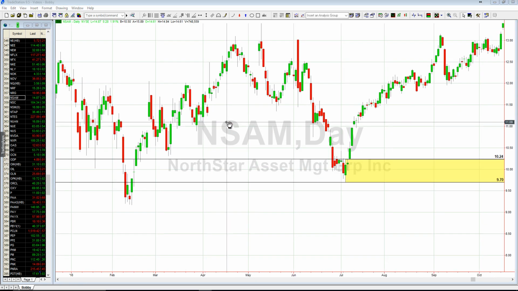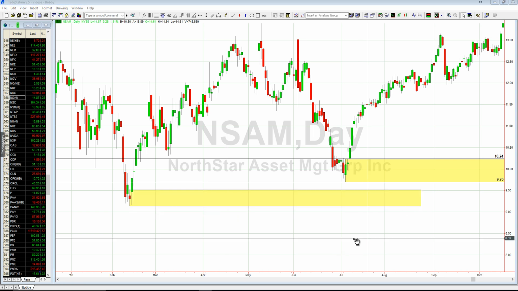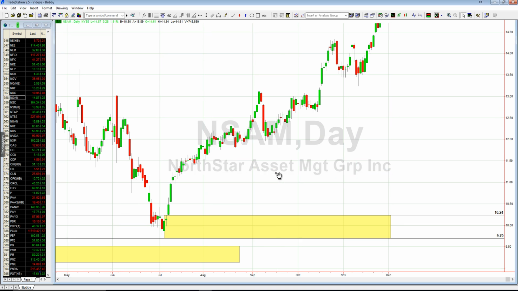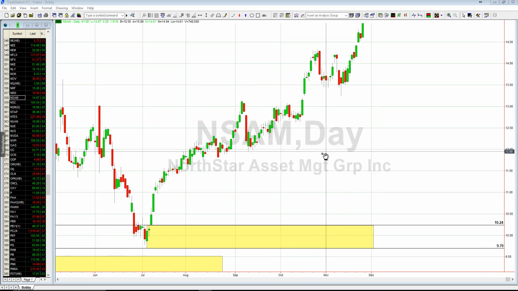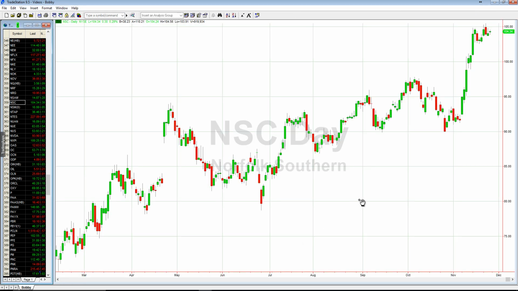If we go back, it's not really part of another demand zone. This other demand zone is sitting down in here. So we would take that as a fresh demand zone. Go on to the next one here.